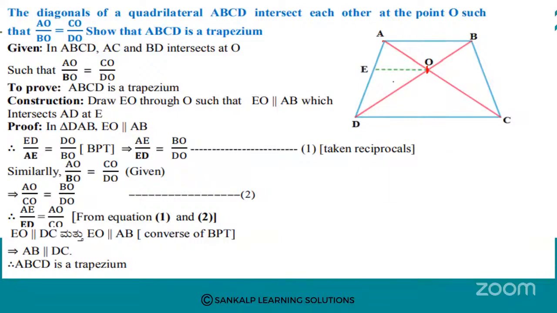Yes, what they have given in ABCD, we don't know whether it is a trapezium or not. Okay, so just consider it is a quadrilateral. In quadrilateral ABCD, AC and BD are diagonals. These two diagonals intersect at point O such that AO divided by BO is equal to CO divided by DO. This is given. Or you can say it is the data. Okay, this is given. Next, what to prove? To prove ABCD is a trapezium, now we have to prove. ABCD is a trapezium.